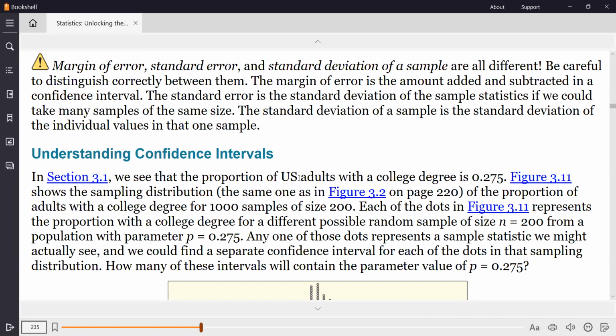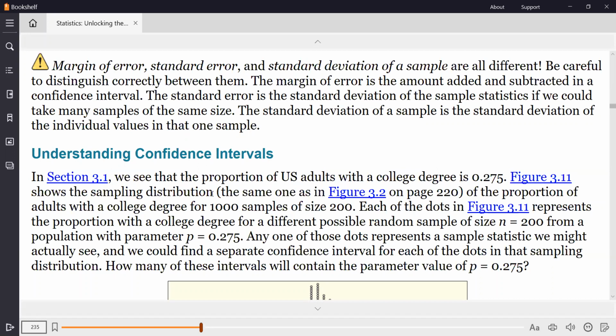Proportion is counting the number of people who answer a question a certain way divided by the number of people that we ask. That's a proportion, like a percentage. So when it says the proportion of US adults with a college degree is 0.275, it means 27.5% of US adults have a college degree. All right, that's what it means. That's it.